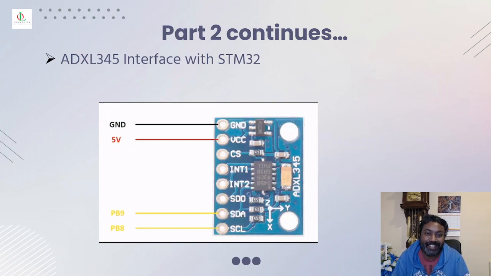Come on in. Today part 2 continues. So this is a small PCB, as you can see. This is the accelerometer ADXL345. All you have to do is connect the ground pin and the VCC to 5 volts, and we're going to use port B. So the SCL is connected to port B pin 8, and the SDA of this board is connected to PB9.